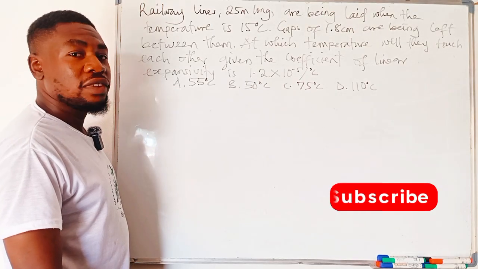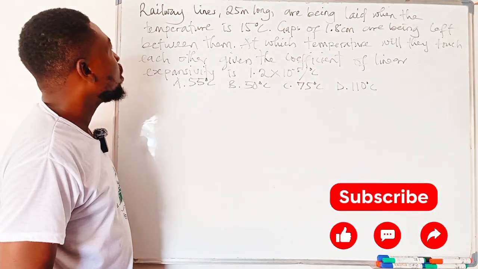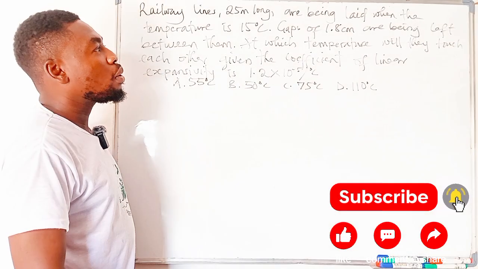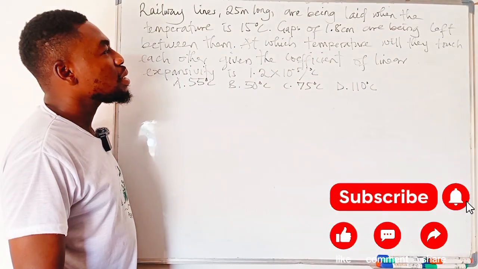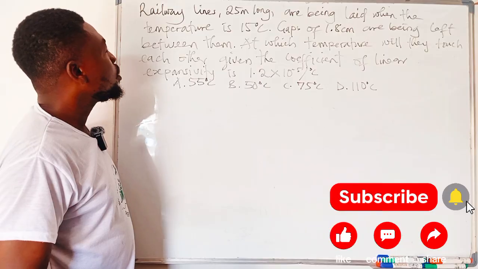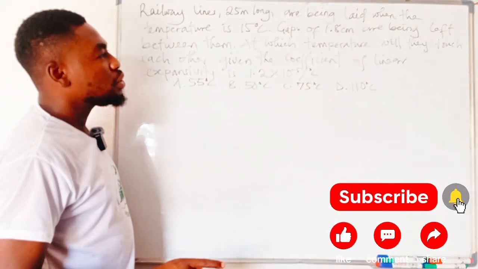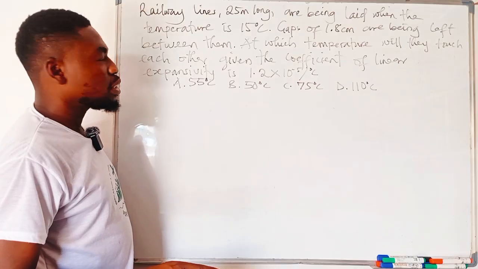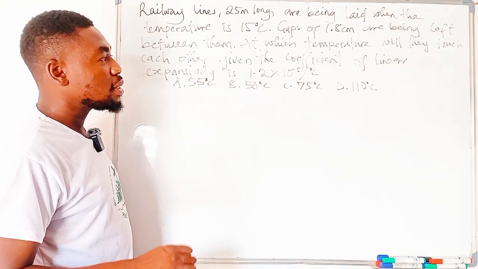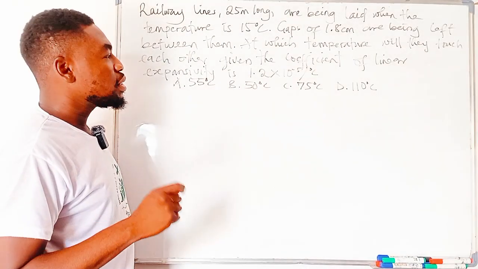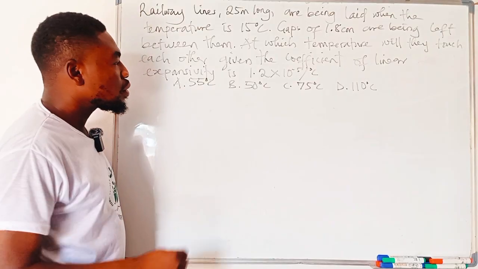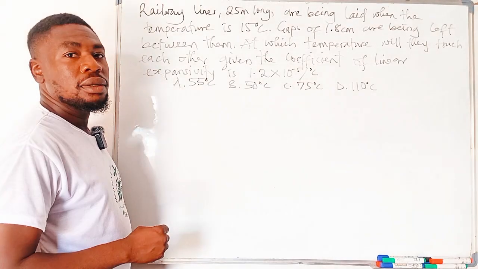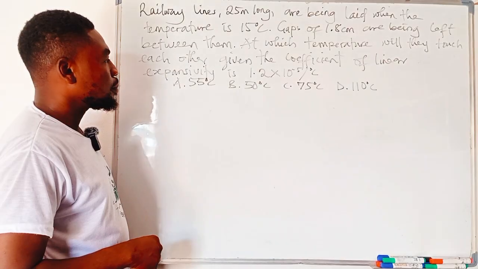Railway lines 25 meters long are being laid when the temperature is 15 degrees Celsius. Gaps of 1.8 centimeters are being left between them. At which temperature will they touch each other? Given the coefficient of linear expansivity is 1.2 times 10 raised to power minus 5 per degree Celsius. A, 55 degrees Celsius. B, 50 degrees Celsius. C, 75 degrees Celsius. D, 110 degrees Celsius.